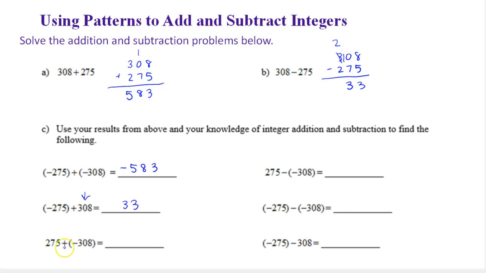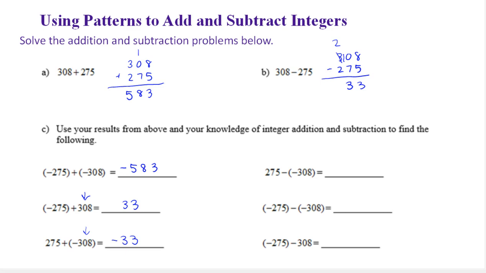Now here we have the same situation. We're adding. The numbers have different signs. This is positive, this is negative. So we use the difference of 33. And to determine the sign of the result, the larger absolute value, well, 308 is bigger than 275. 308 is negative, so the result is negative 33.